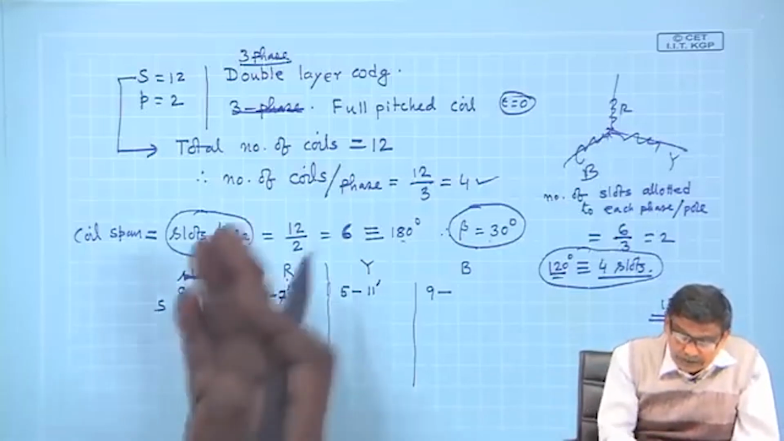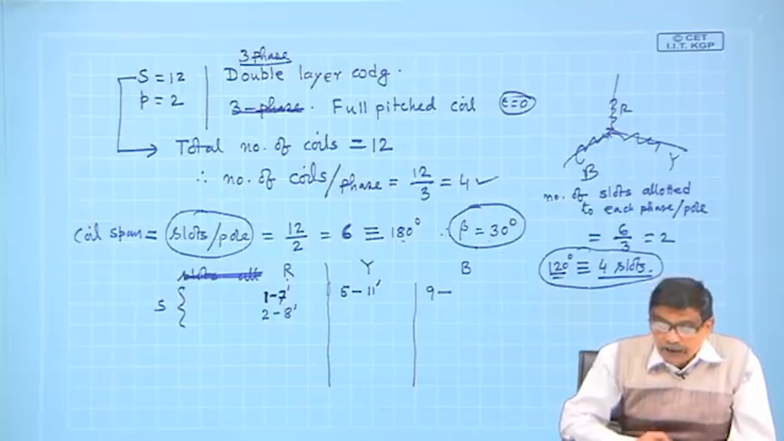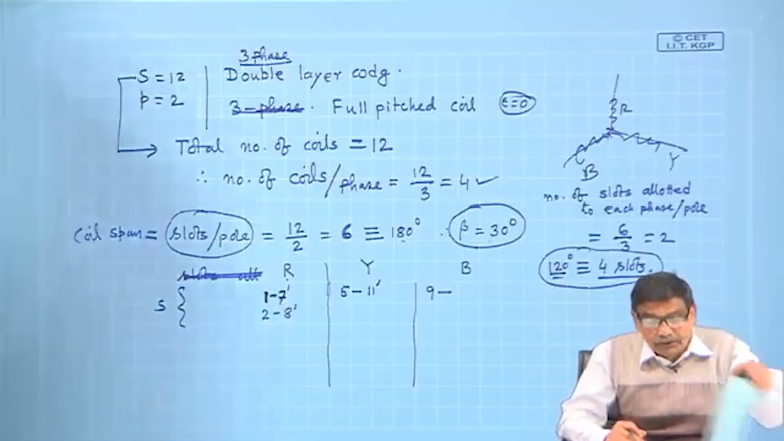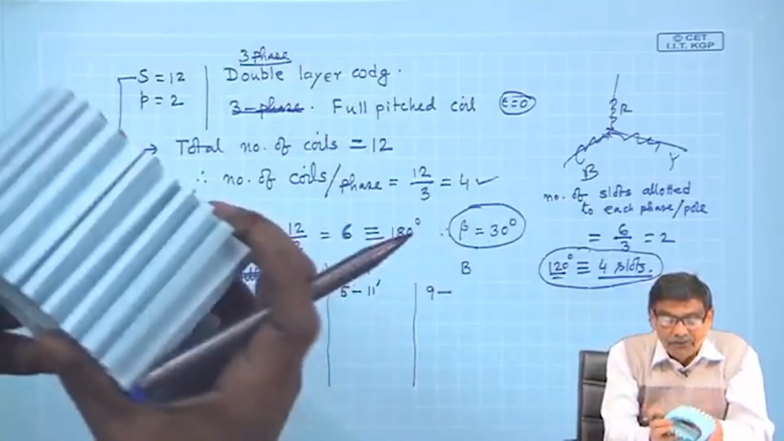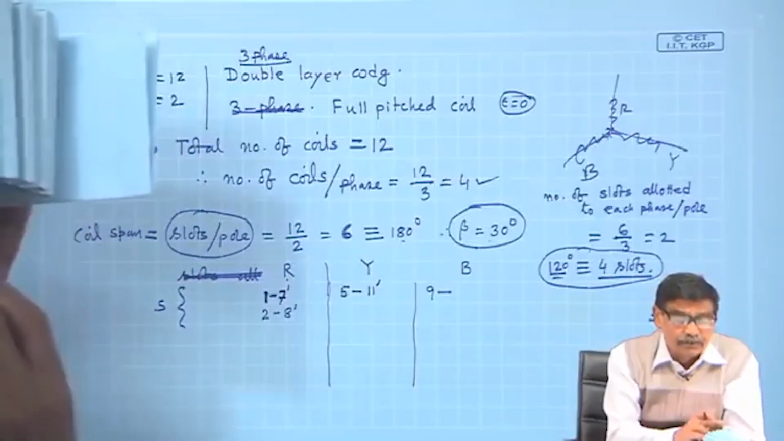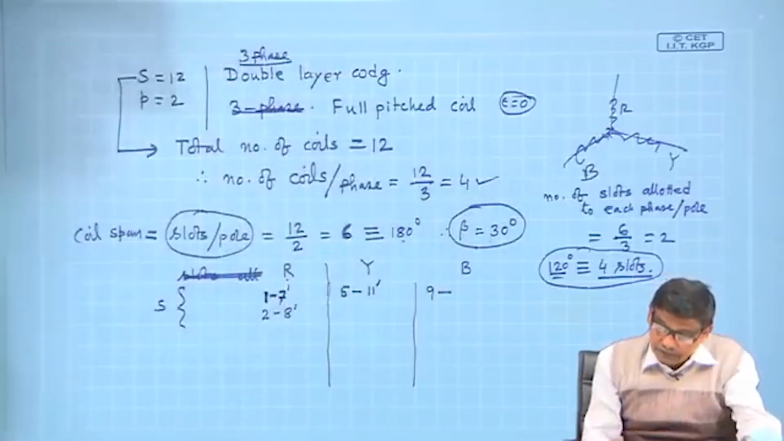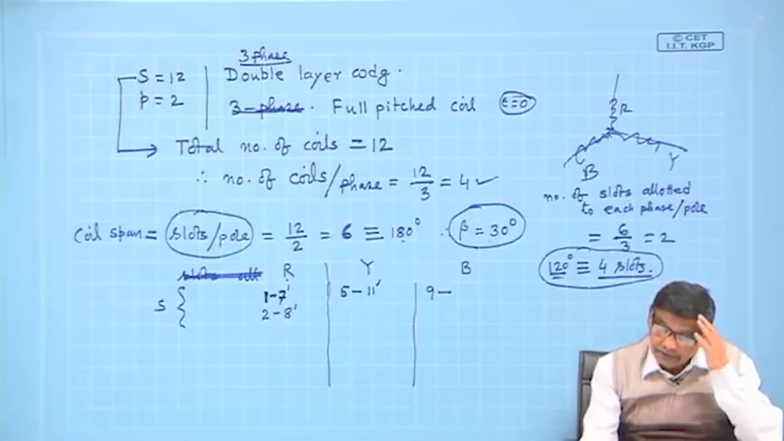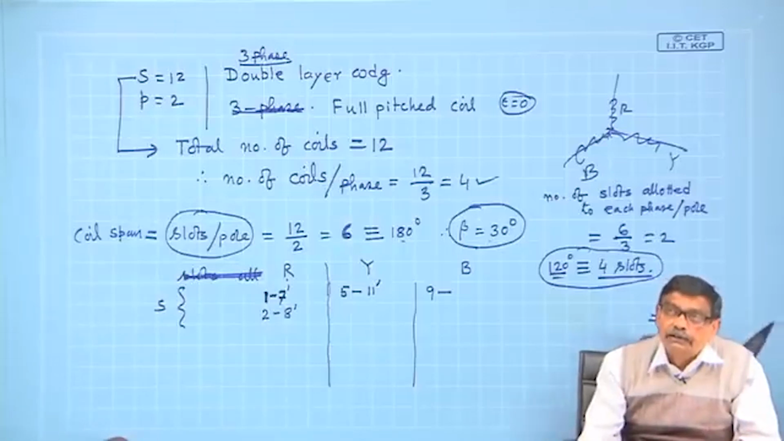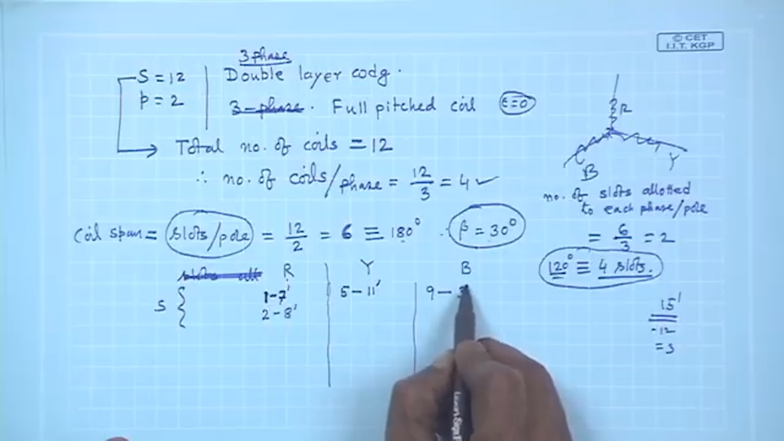But 15 dashed is nowhere because there are 2 slots. What to do? Because you see, I told you it is a round machine. So, 1, 2, if you start from here, reach here 12, then after that once again 1 starts. So, 15 dashed means you subtract from 15 that 12, whatever number you will get, 15 minus 12, that is 3. So, it should be 3 dashed.